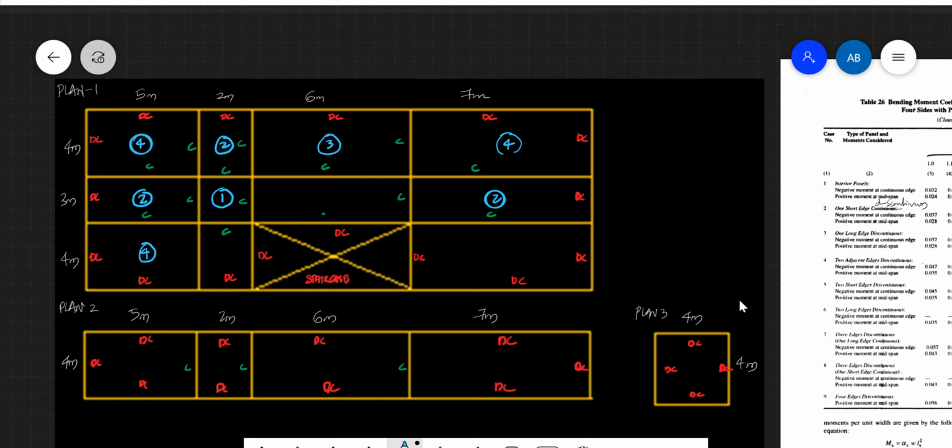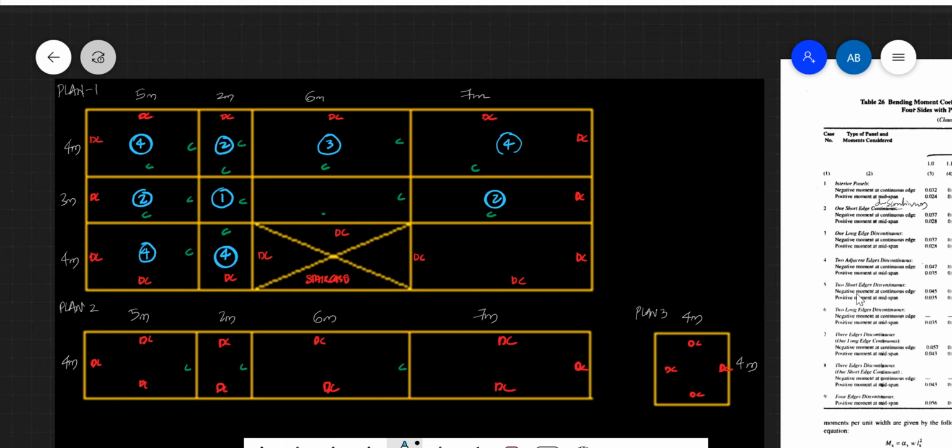Then here you could see this is a staircase, there is no continuity here. So these 2 adjacent edges are discontinuous, and this slab is continuous here. So this is also panel number 4. This is also panel number 4. And if you come to here, the 3 edges are discontinuous. Here also the 3 edges are discontinuous. So we will go to the other case.